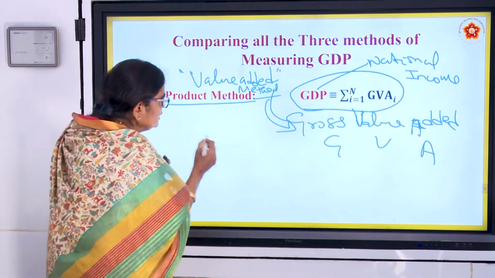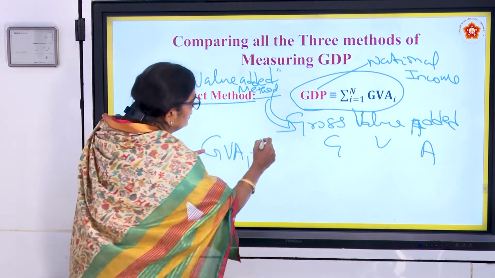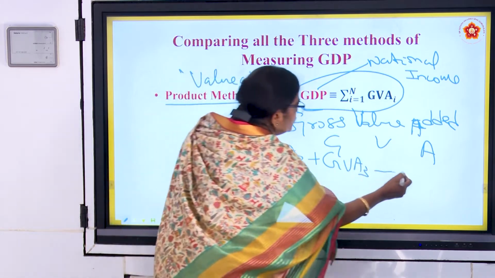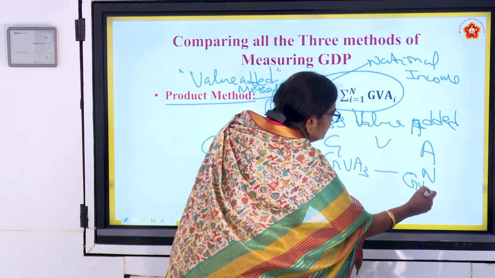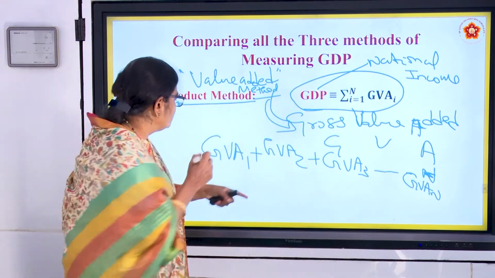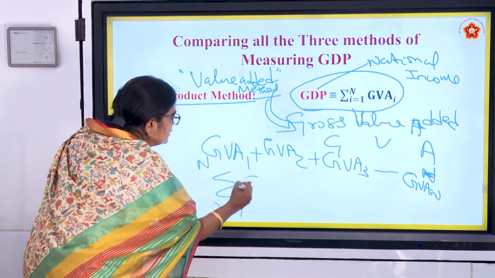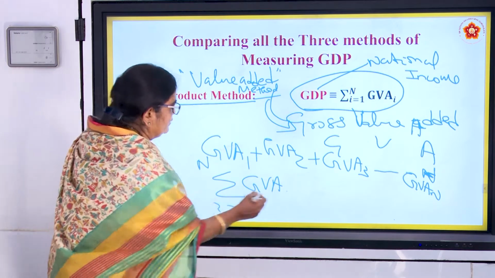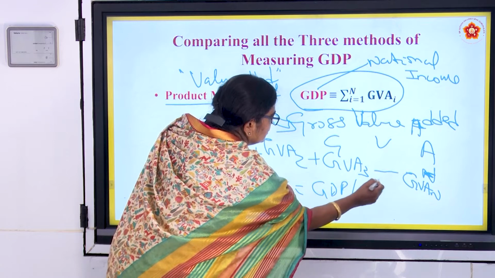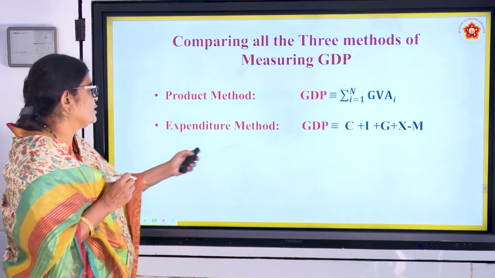Here GVAi means GVA1, the firm 1 gross value added, firm 2 gross value added, plus firm 3 gross value added, up to N firms, the gross value added of N firms, added up together. That is what we are writing: the summation of i equals 1 to N of GVAi is equal to GDP or national income NI. I hope you understood.